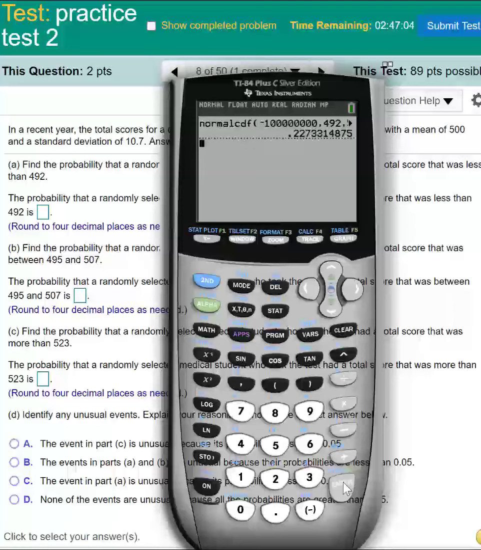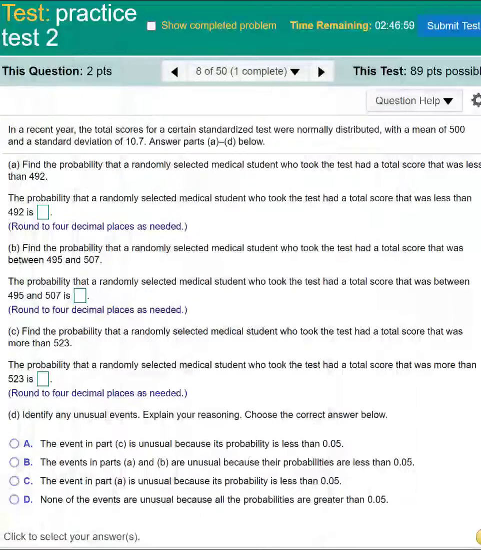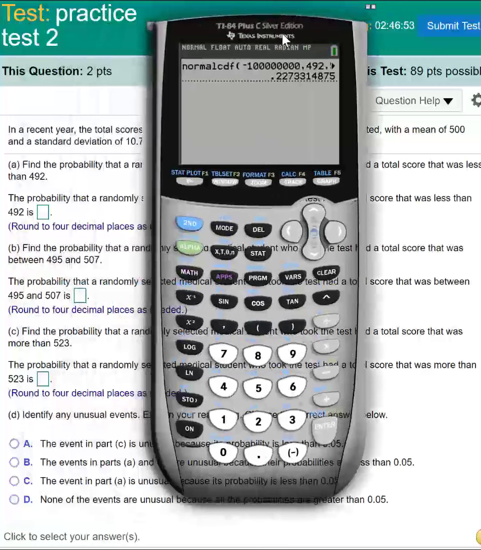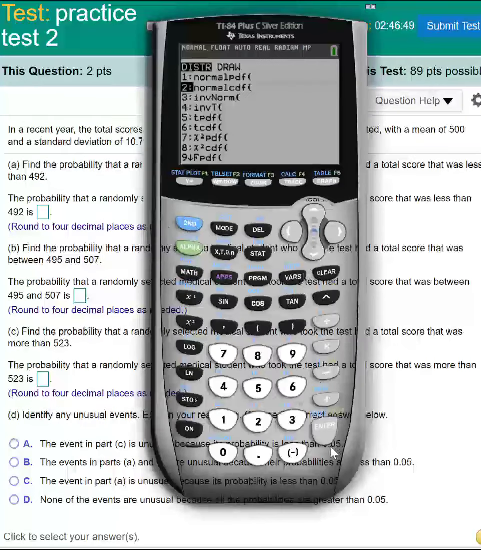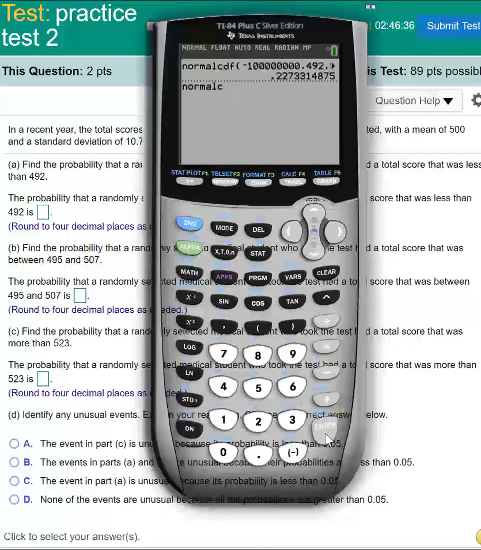And there you go, that's the answer, 2273. Next question. Find the probability that randomly selected medical students who took the test had a total score between 495 and 507. The between is easy. You just change this one to 495 and then 507. Paste, and that's the answer.